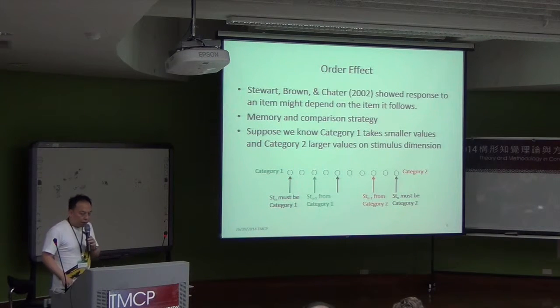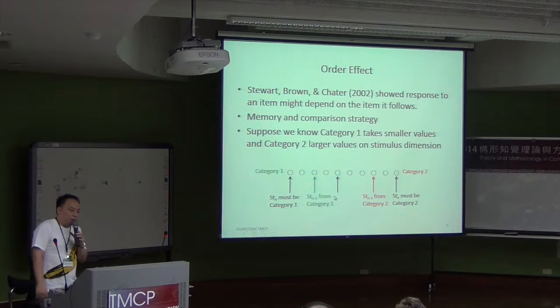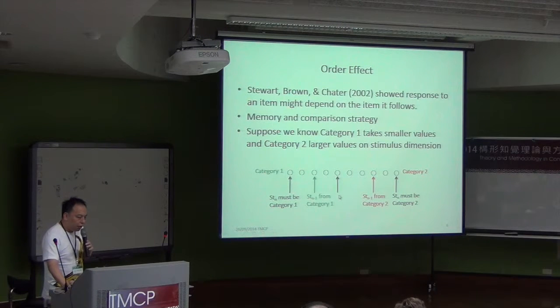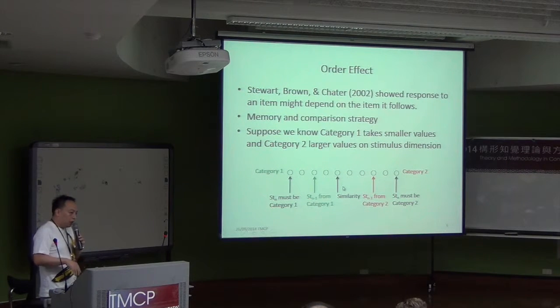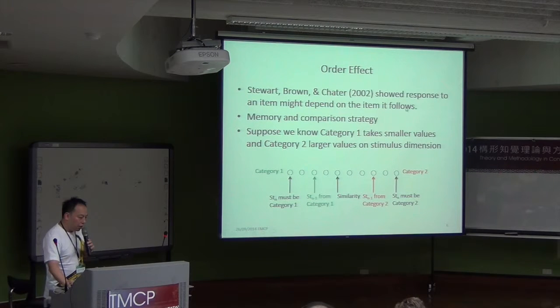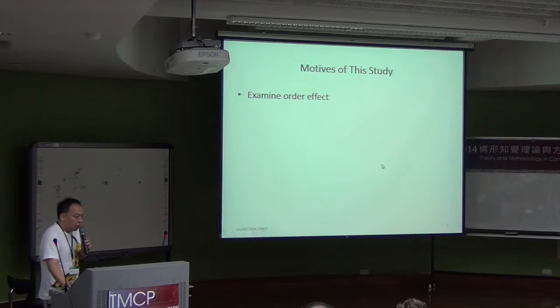However, if you find the item here, compared to the n-1 here, it is not smaller, it's larger. So I don't know whether it is category 1, but I can make some kind of judgment. I just use the similarity between it and the previous one to make the classification for this stimulus. So this is what they do, and they also pack the whole idea using the similarity and dissimilarity GCM model. Okay, so this is the motive of this study.